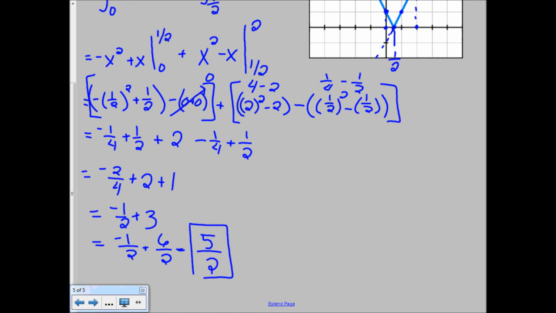So that's how you evaluate a definite integral of an absolute value function. You want to split it into two integrals and take the integral of the left-hand part of the absolute value and then the integral of the right-hand part. So you split it at that cusp point.